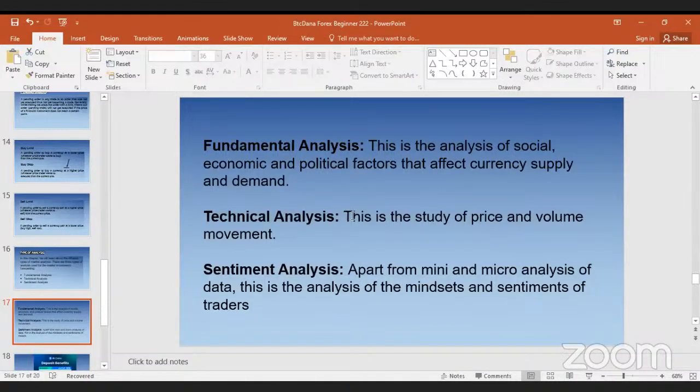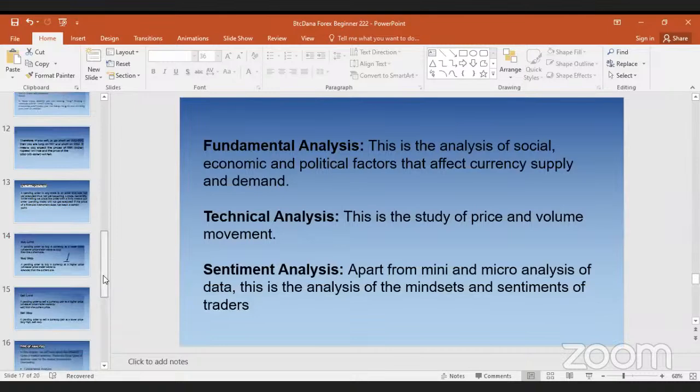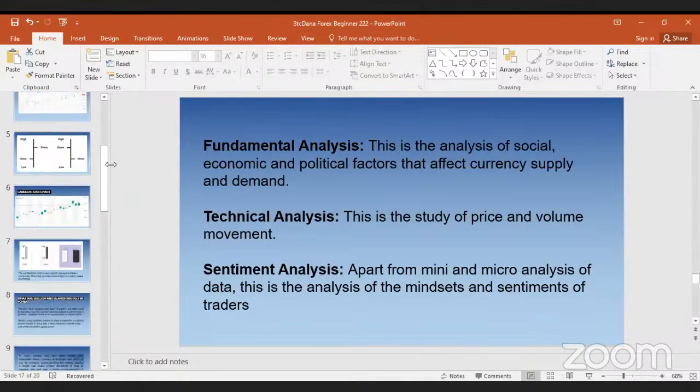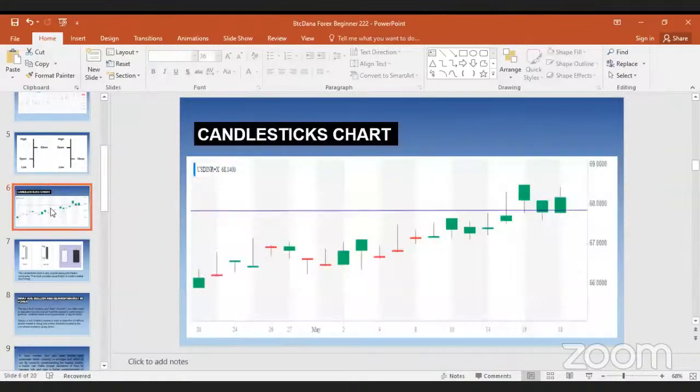So this is the study of price and volume movement. Okay, so this technical analysis now, this is the one that we do on our chart. Now let me take you back to where we have the bullish candlestick pattern. Look at this. This market is going up. How do I know this market is going up? It's because of my experience with technical analysis.